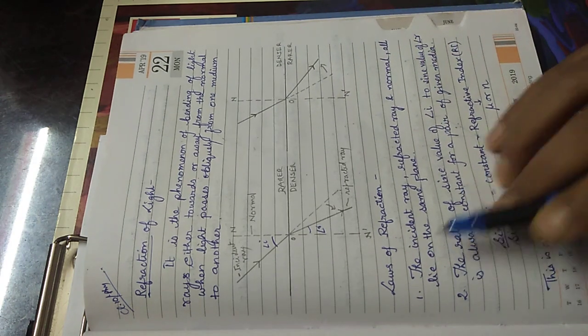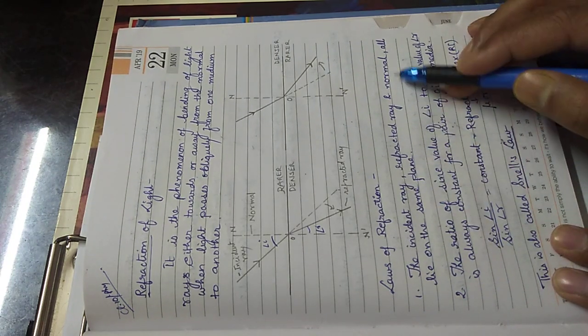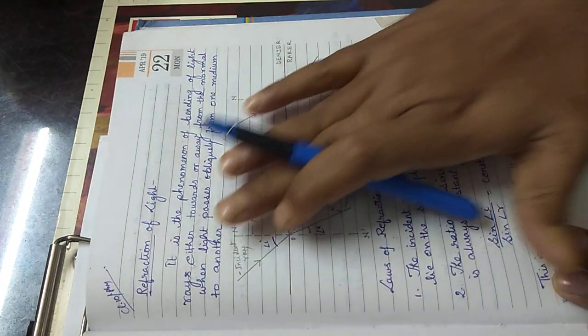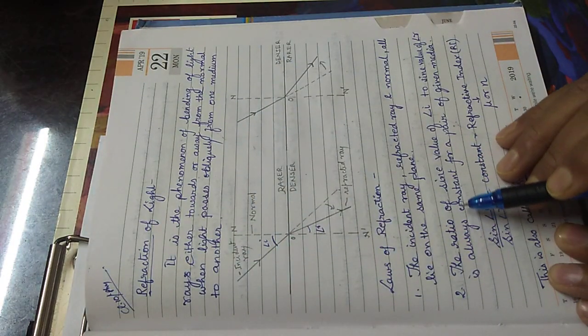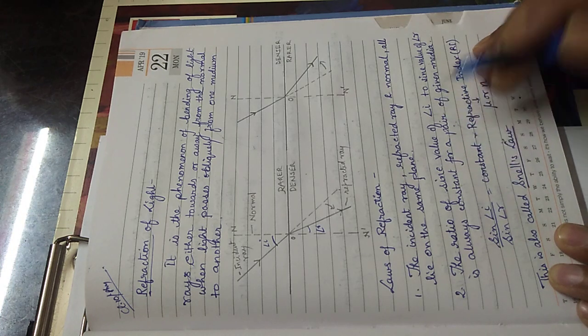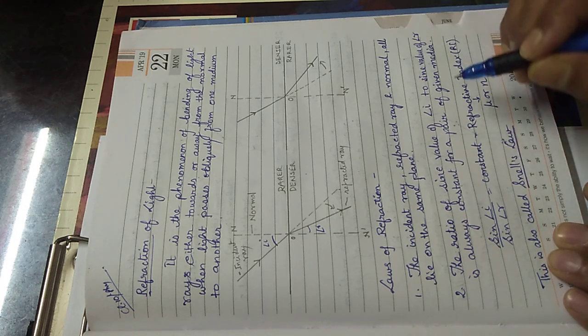So there are two laws of refraction here. The first law is that the incident ray, refracted ray and normal all lie on the same plane. Here the plane is the plane of this copy. And the second is the ratio of the sine value of angle i. In class 10 you will get trigonometry, so you will have sine, cos, tan, all these trigonometric functions.